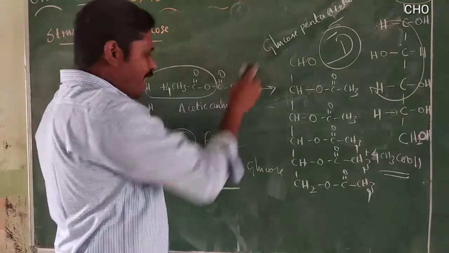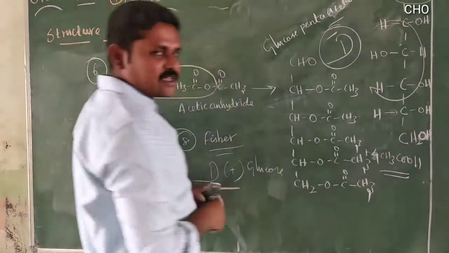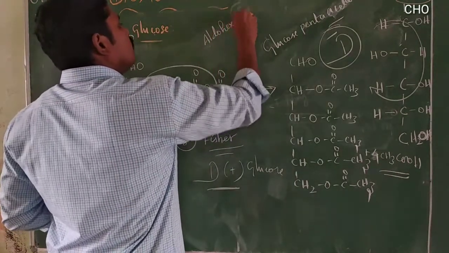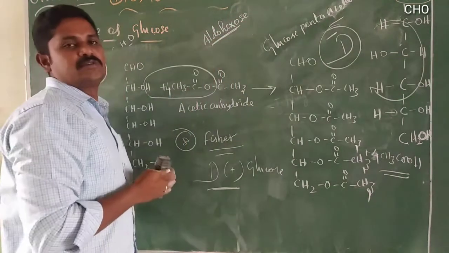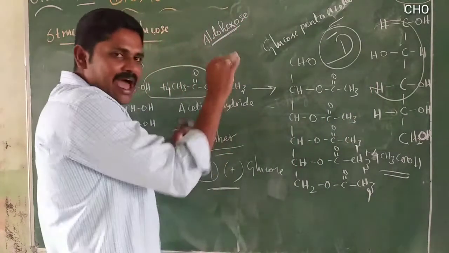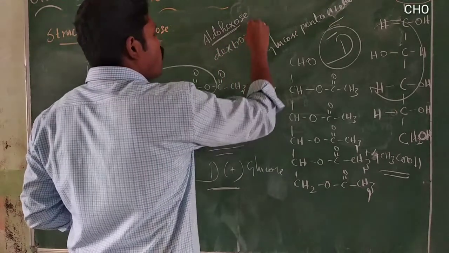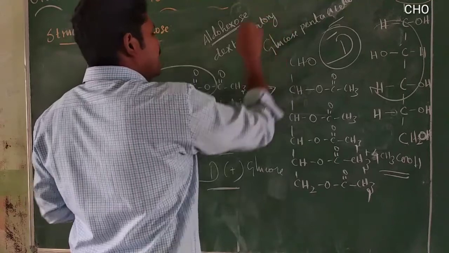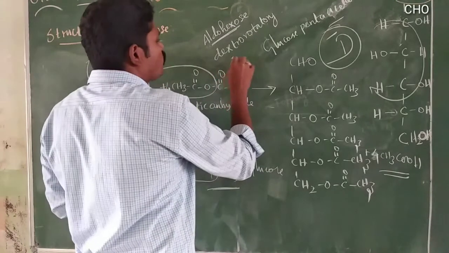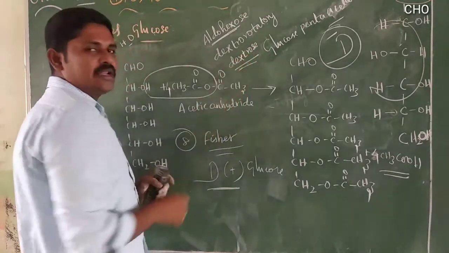Glucose's functional group is aldehyde. How many carbons are there? 6 carbons. So glucose is an aldohexose. The plane polarized light rotates in a clockwise direction, so it is a dextro-rotatory compound. Glucose is a dextro-rotatory substance, so glucose is also called dextrose.